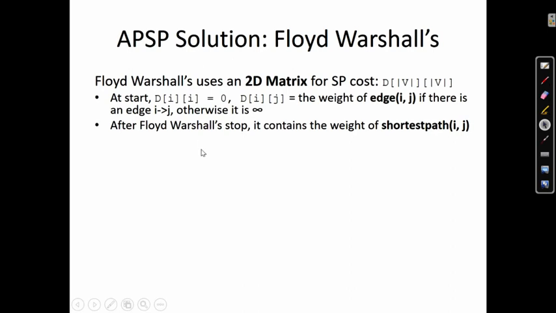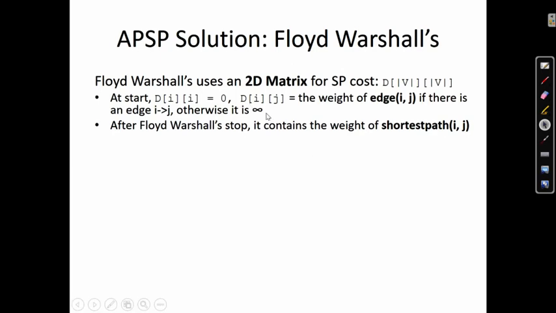So initialization, how do you initialize this distance matrix? For the diagonal, that is Dii, you set it to 0. Shortest path from a vertex to itself is just 0, right? And then for Dij, any ij, you set it to be the weight of the edge ij if there is an edge from i to j. Otherwise, you just set it to infinity at the start.